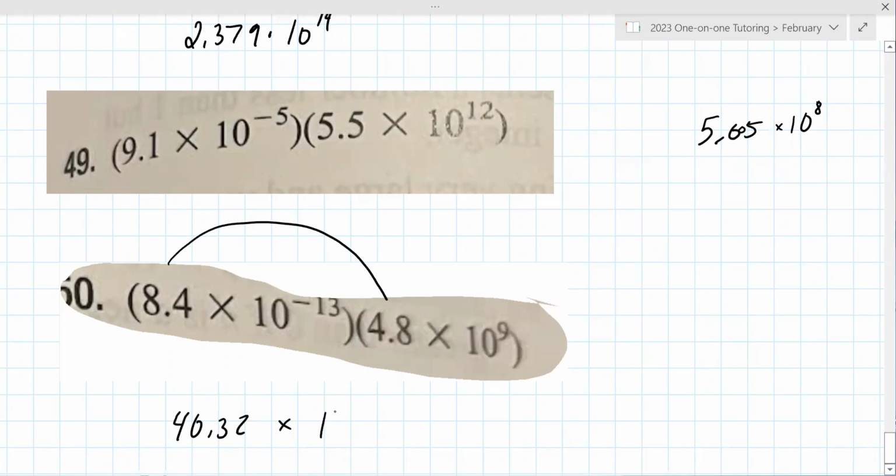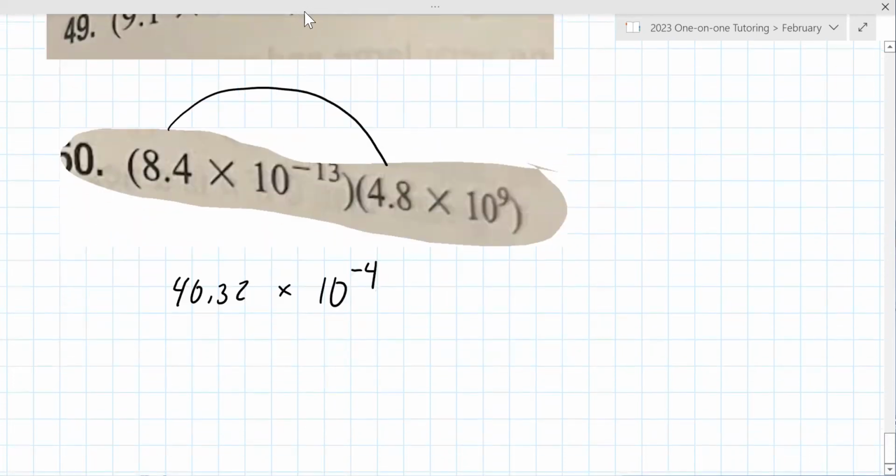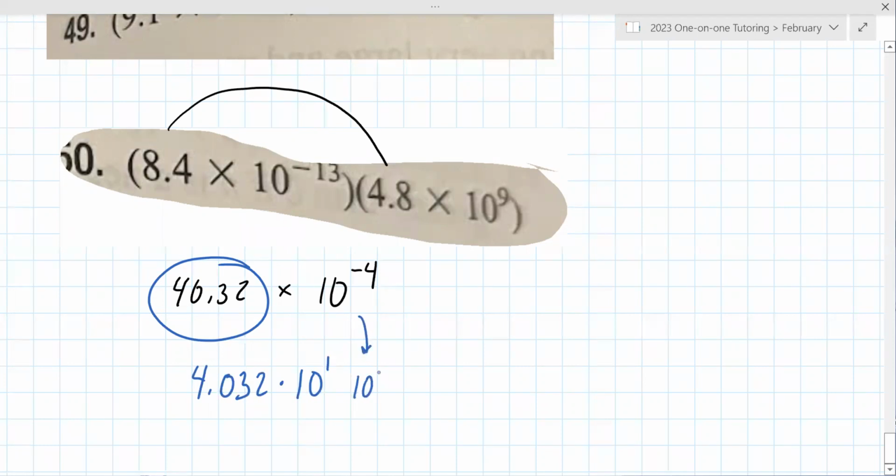This time when you add the exponents, though, it becomes negative 13 plus 9, which is -4. Okay, but we're not done. We still have to manipulate this number on the left here. Yes. But sometimes you do get negative numbers as a result. Okay, so that becomes 4.032 times 10 to the 1. And then you bring this one down, 10 to the -4.